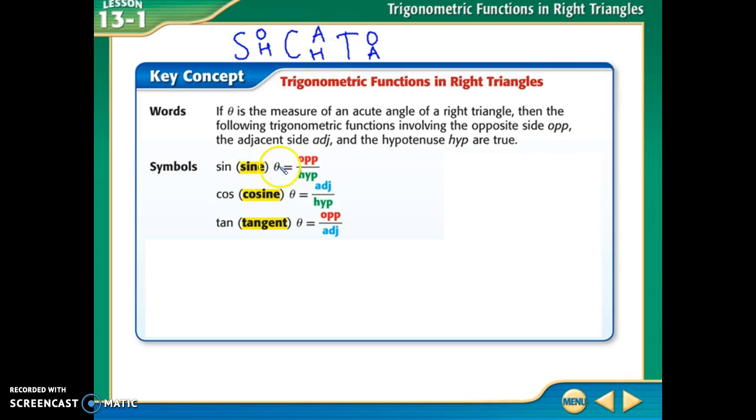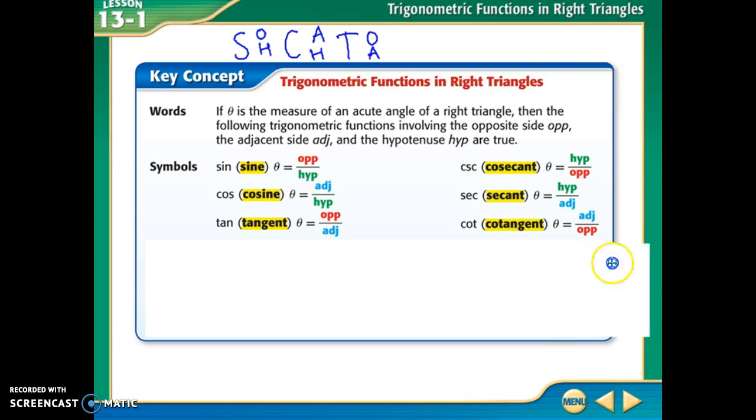So we have sine, which is opposite over hypotenuse, cosine, and tangent, and we are going to add 3 more, which are kind of like the opposites. So like the opposite of sine would be hypotenuse over opposite, and we call that cosecant. The opposite of cosine would be hypotenuse over adjacent, and we call that secant. And then the opposite of tangent would be adjacent over opposite, which we call cotangent. Right? So we have 3 more that we've got to remember.